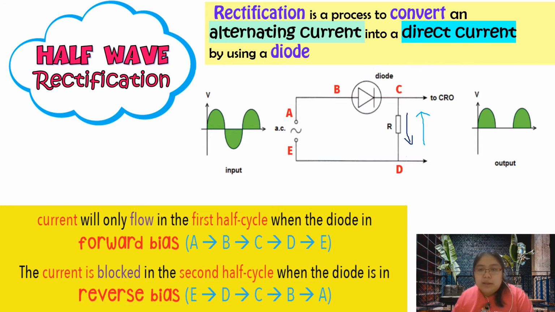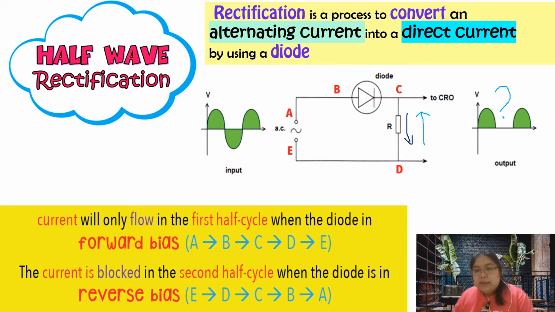So you see the output. The output here in the second cycle is nothing. There is no voltage. This means that in the second cycle there is already a reverse bias. So the current is blocked in the second half cycle when the diode is in reverse bias. This whole situation, we call a half wave.